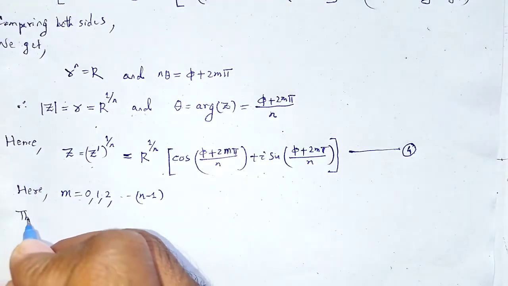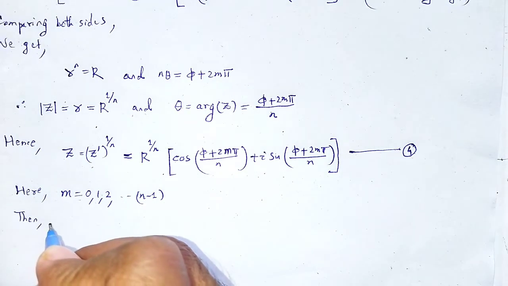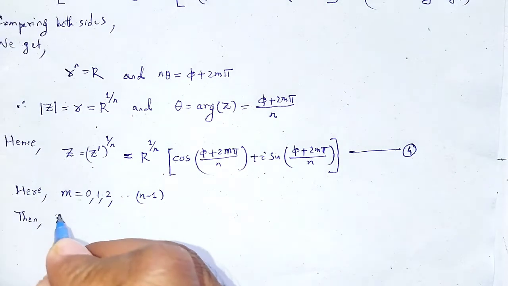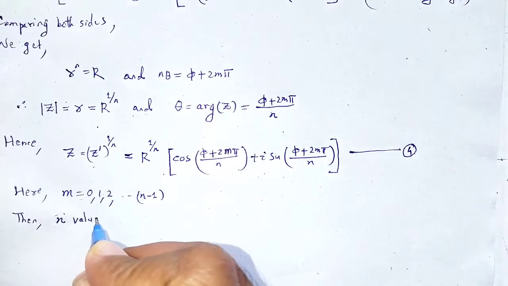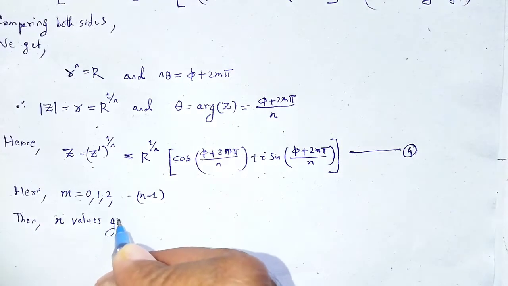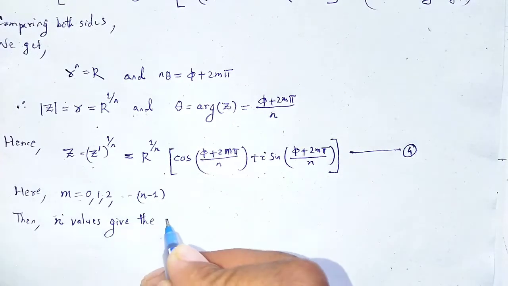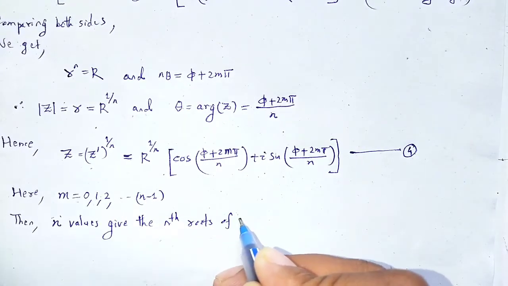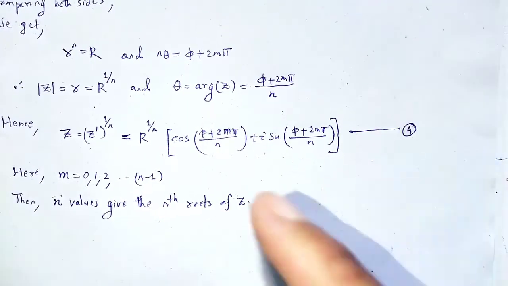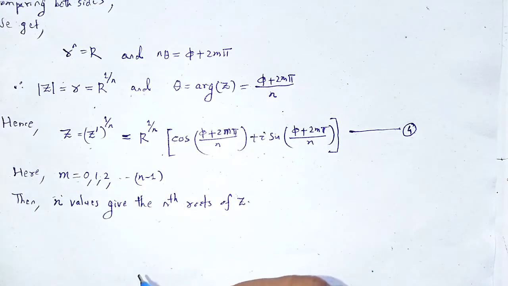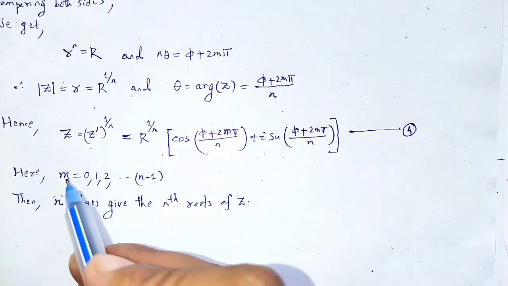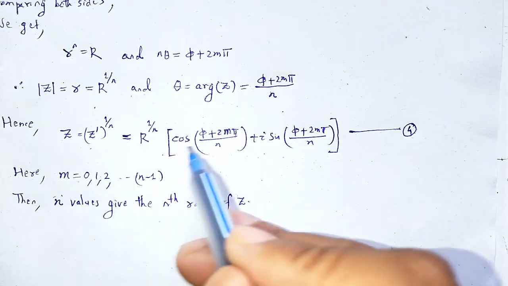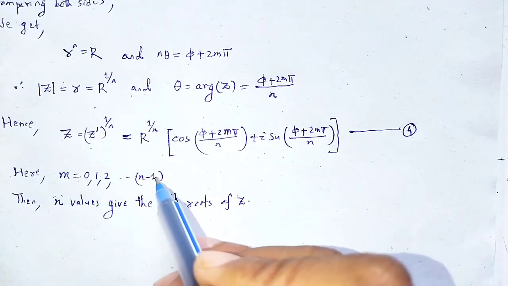Then these n values give the nth roots of z. So the roots are calculated by putting m equal to 0, m equal to 1, up to the n minus 1th term.